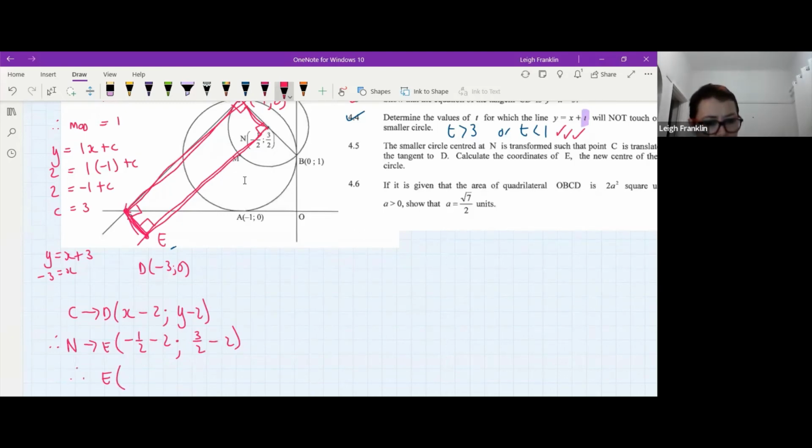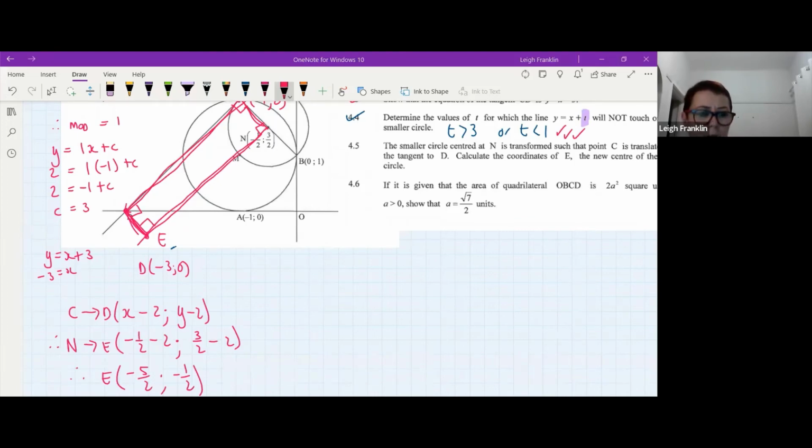Okay, so at E, the new x coordinate will be -5/2, and the new y coordinate would be -1/2. Does that make sense to everybody? Is everybody happy with that?